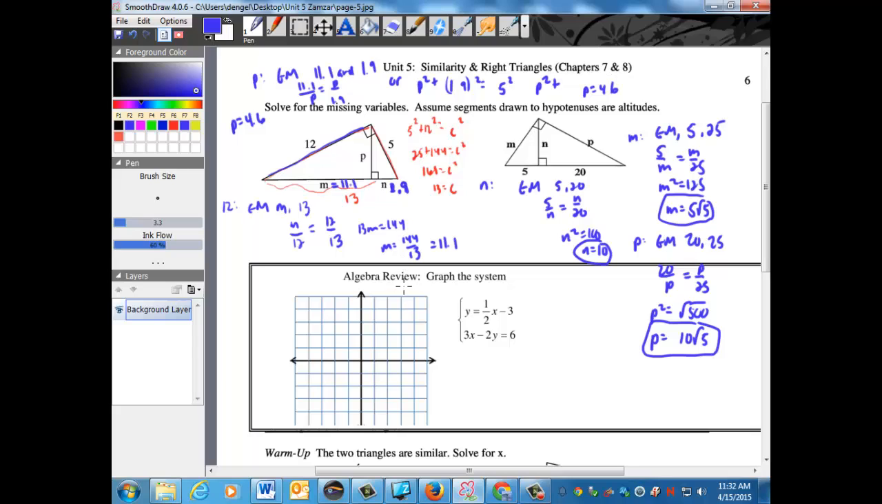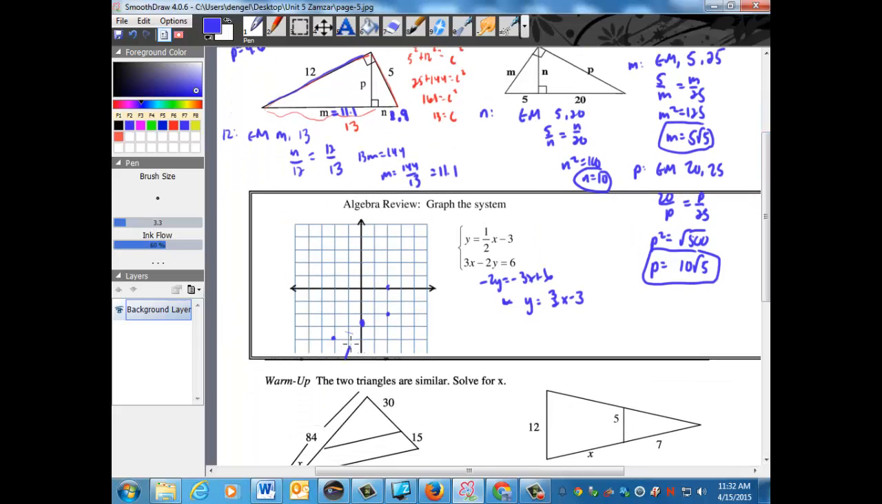Alright, last problem we have is the algebra review. We're going to graph and find the point of intersection. Slope of negative 3 over 2... rise 1, run 2, down 1 over 2. 3x minus 2y equals 6, so negative 2y equals negative 3x plus 6. That means y equals 3 halves x minus 3. So it actually intersects here. Rise 3, run 2, down 3 over 2.